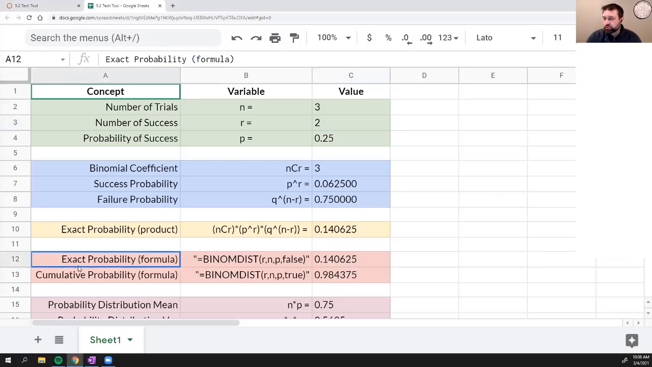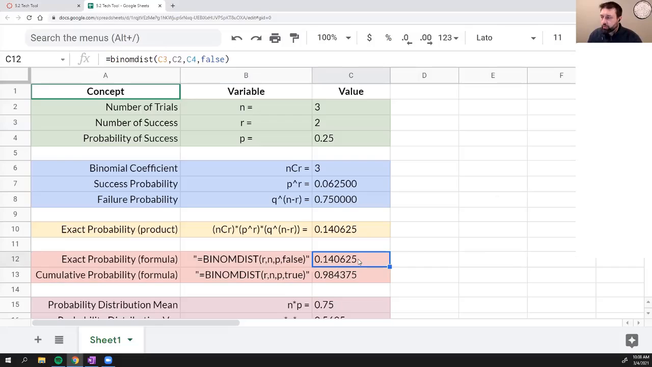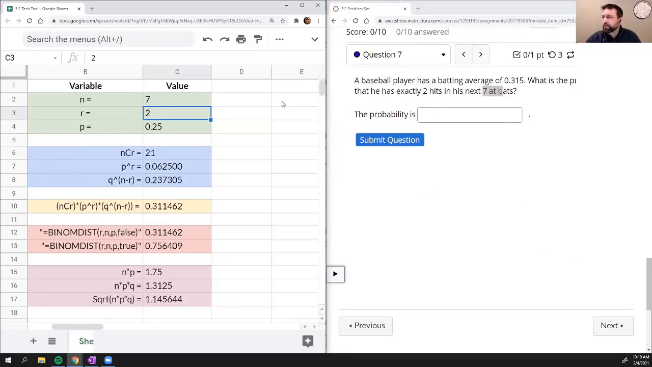So in these 2 situations, row 12 and row 13, row 12 will tell you the probability of getting exactly 2 correct, exactly 2. Row 13 will tell you the probability of getting at most 2 correct, which means none correct, 1 correct, and 2 correct. Given this information, we know that there's going to be 7 at-bats, so N is 7. We want 2 of them to be successful, 2 hits, and the player's batting average is 0.315.